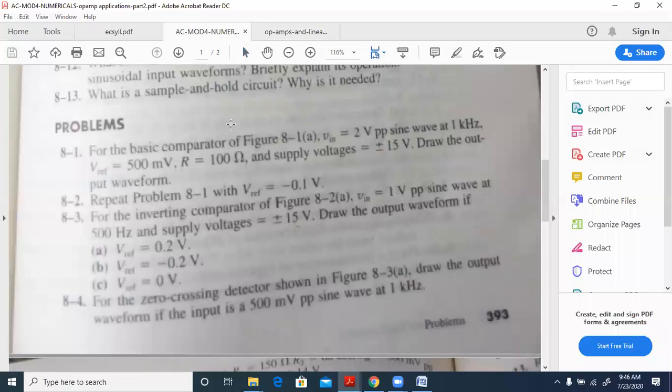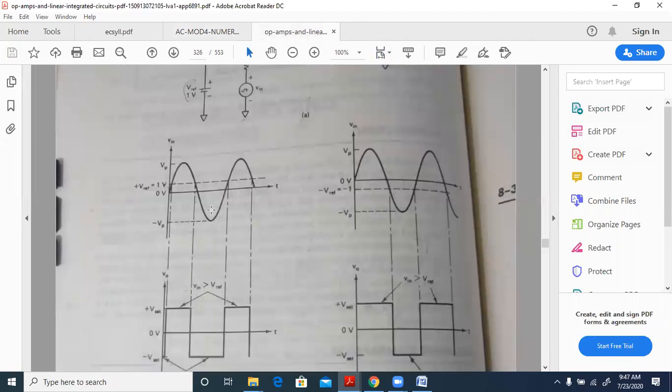Then we go for the next one, that is, repeat the problem for V reference equal to minus 0.1 volt. Minus 0.1 volt just means that we are again at the same place. The peak value being 1, minus V maximum is minus 1. So in place of 1 here we will have minus 1, and here we will have minus 0.1.